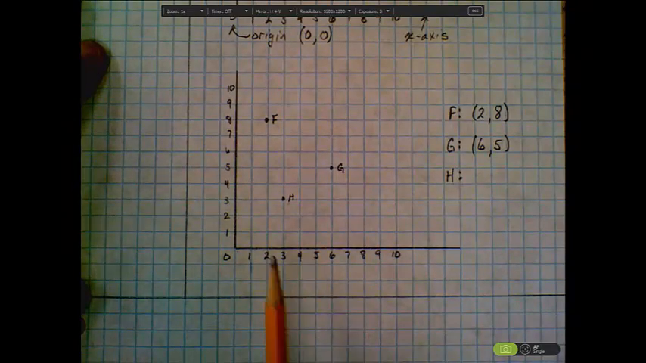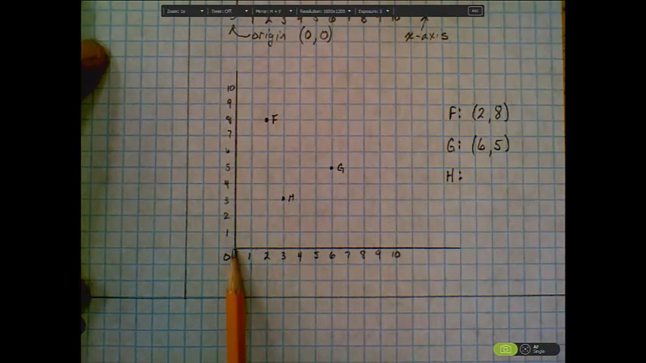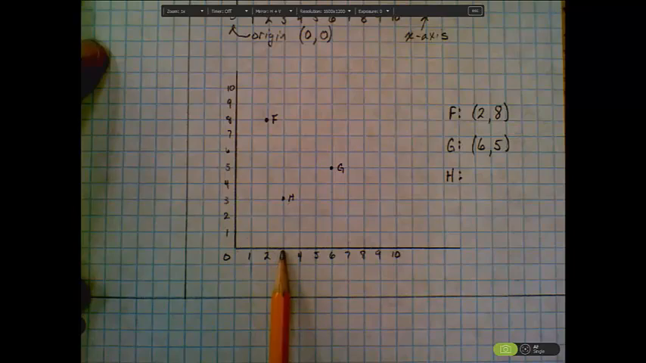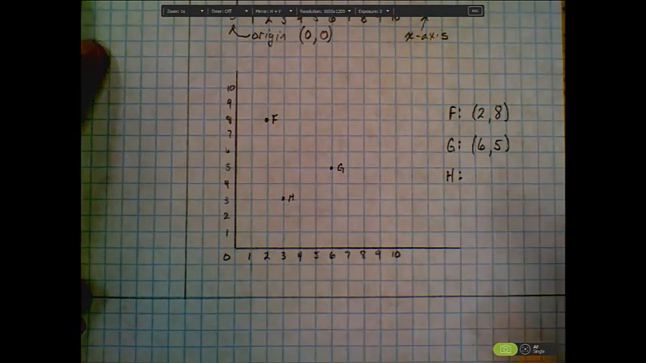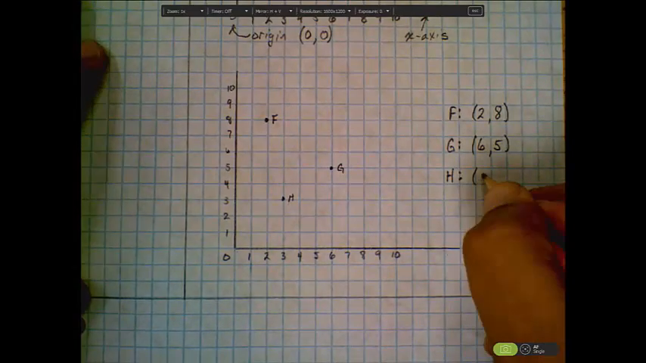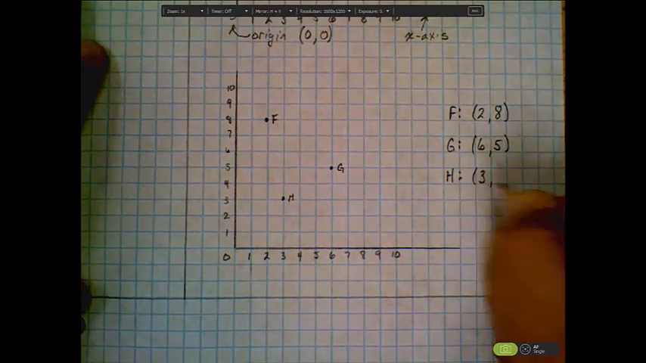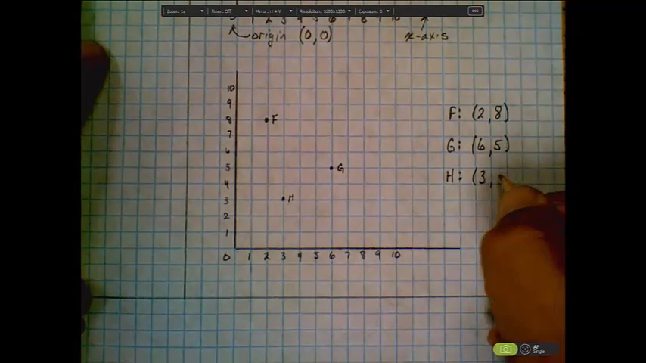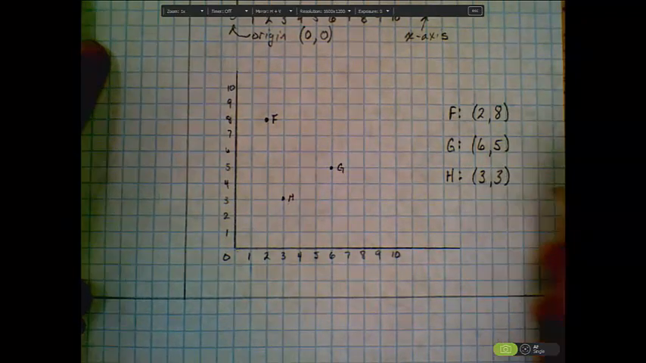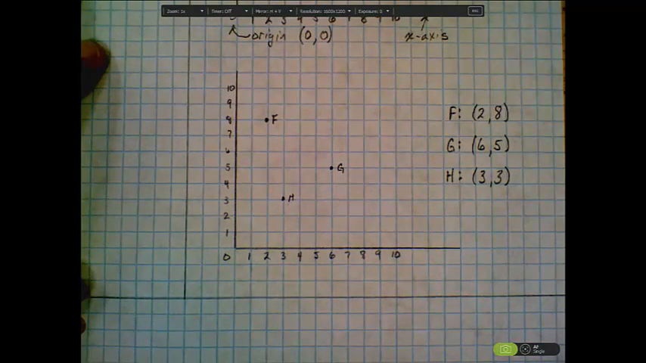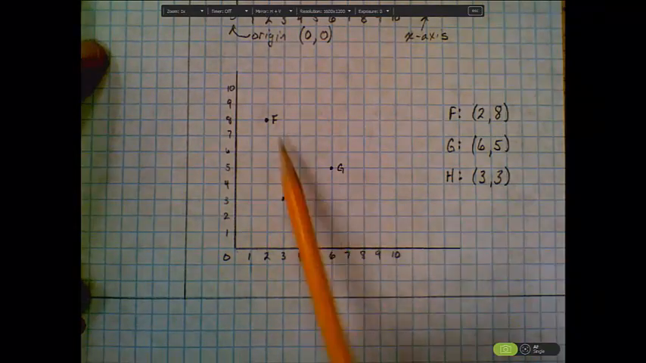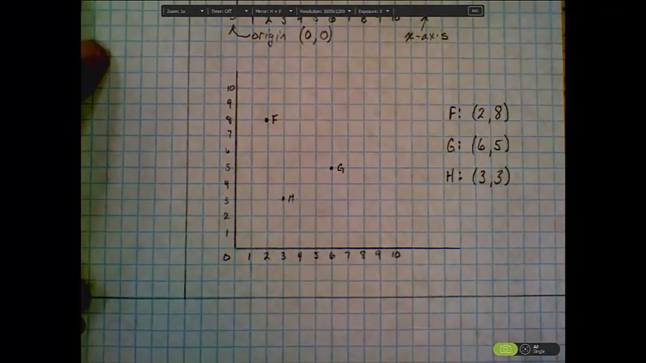Let's do our last sample problem. Point H is 3 over, and it's 3 up, and so we're going to use the same value for both of them. 3 is the X coordinate, and 3 is the Y coordinate. And so each of these ordered pairs identifies the location of each of these points.